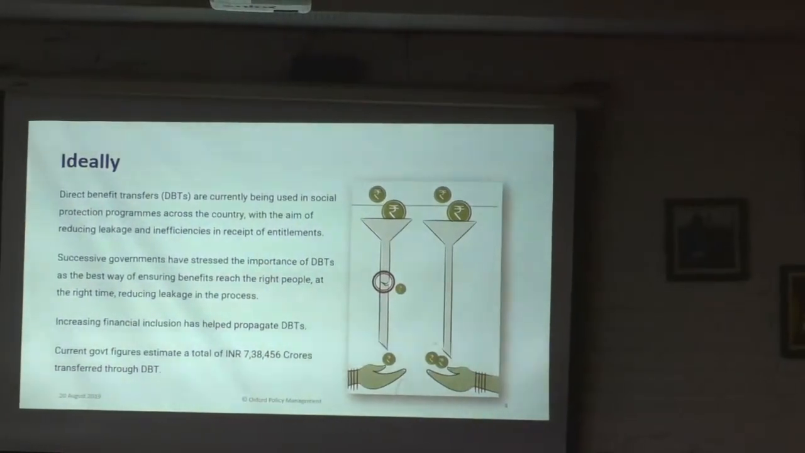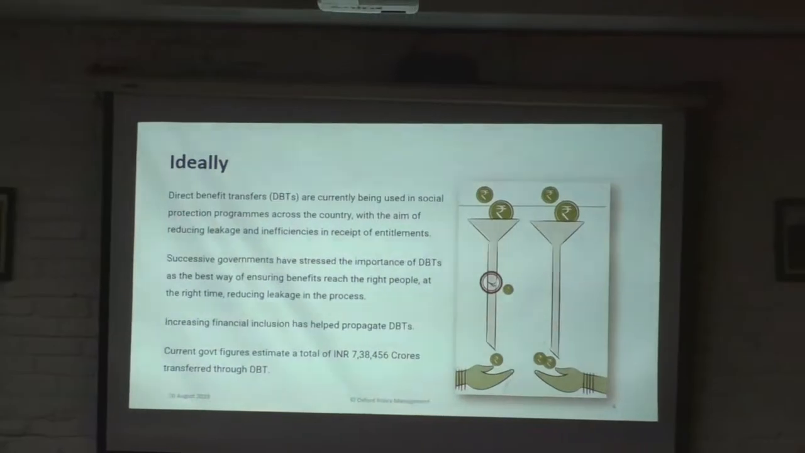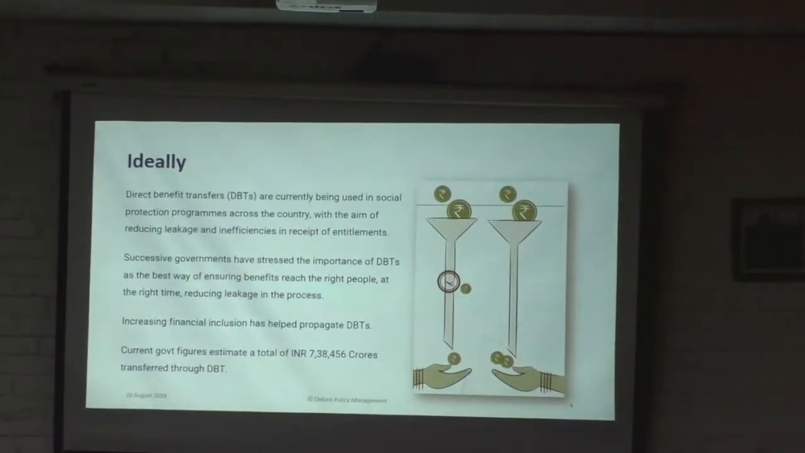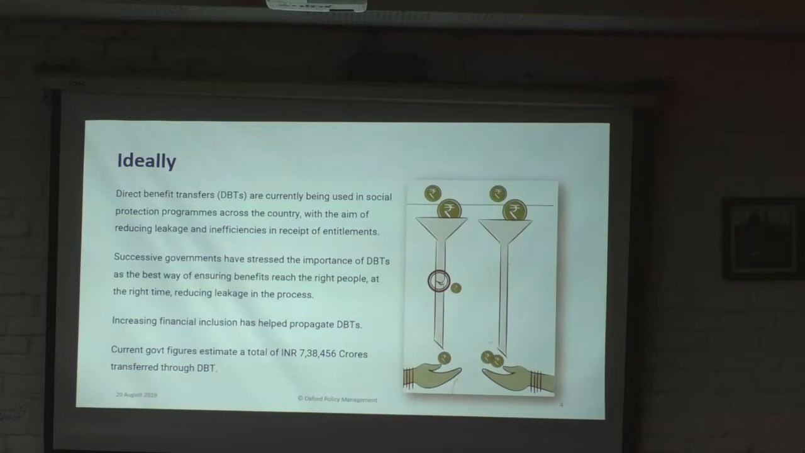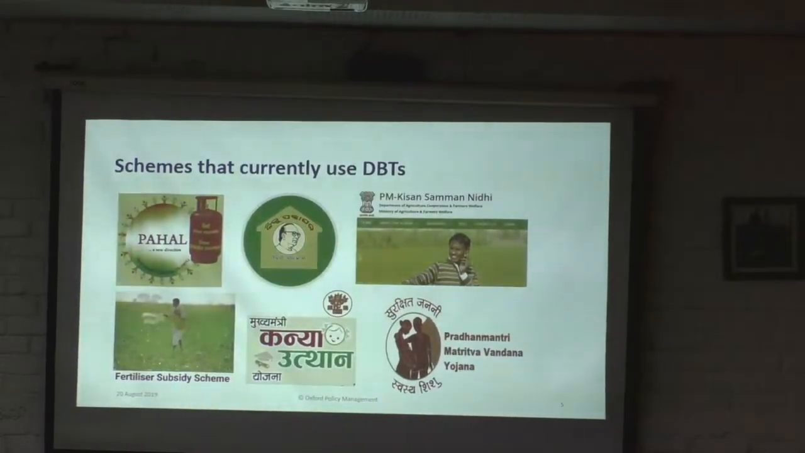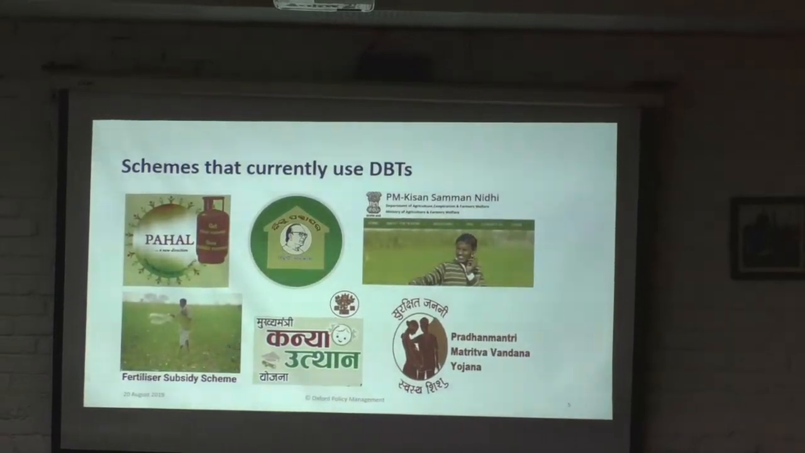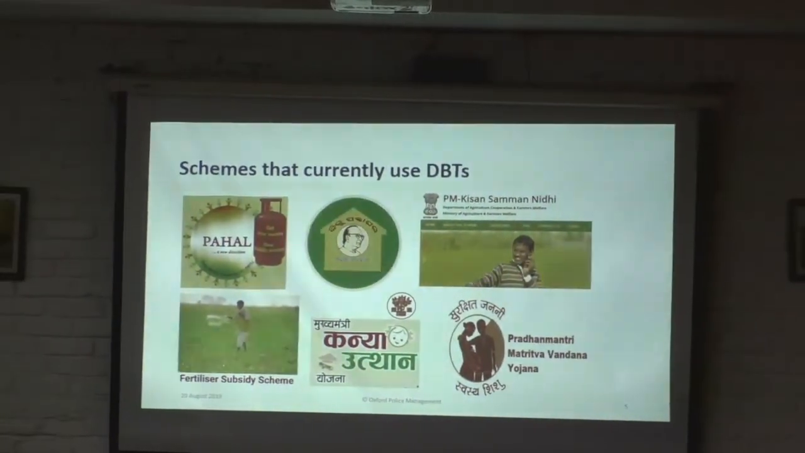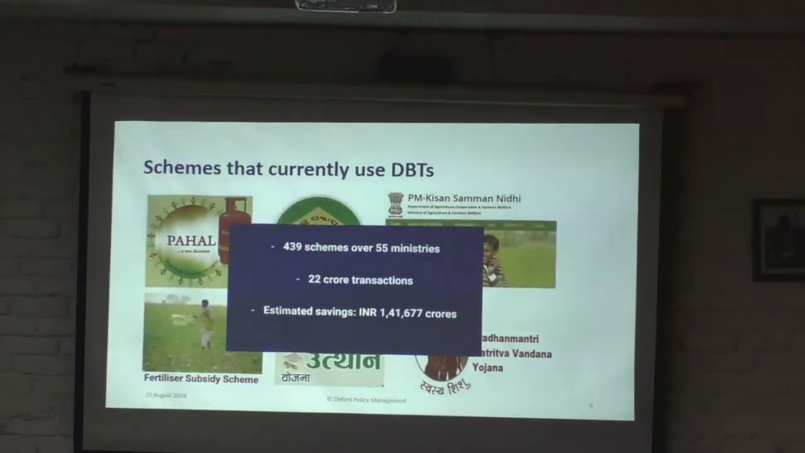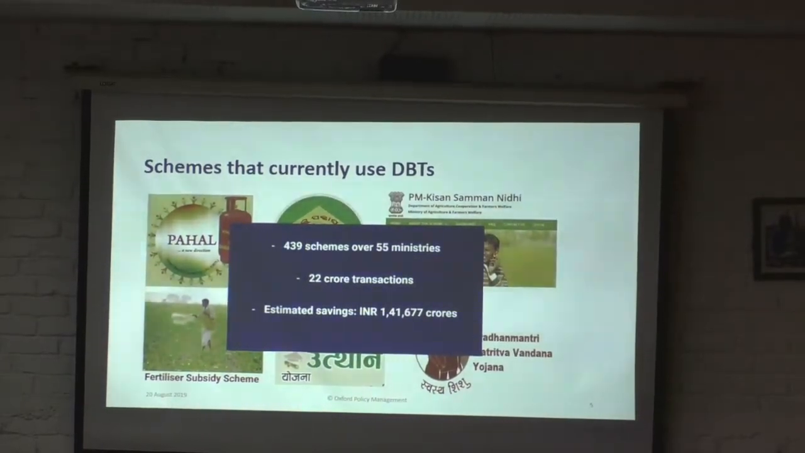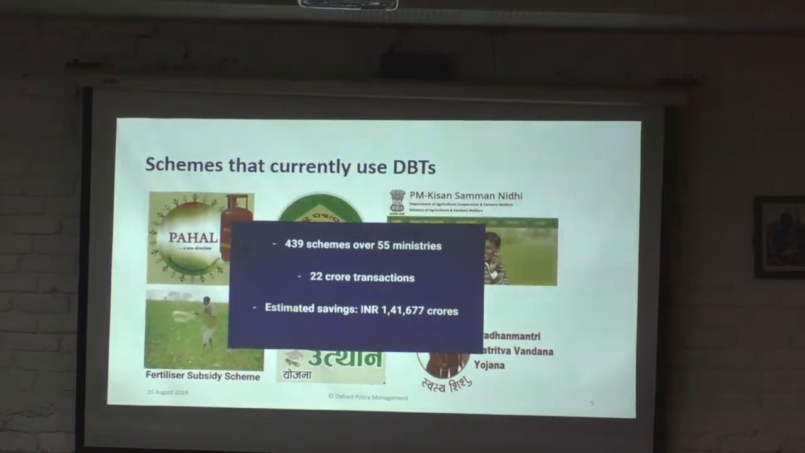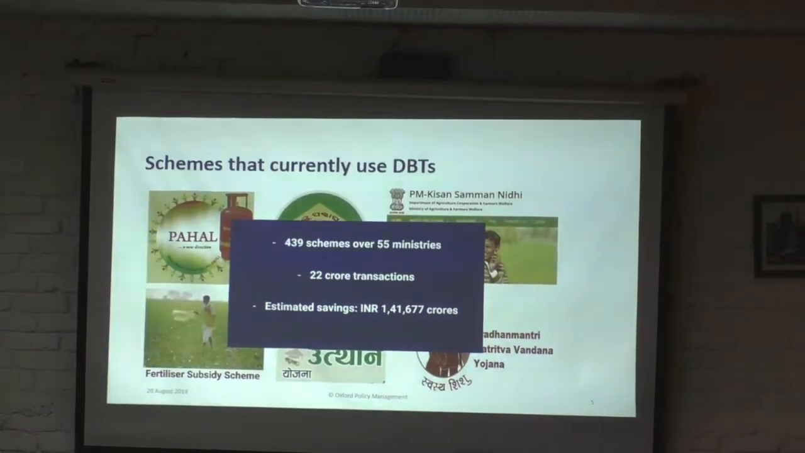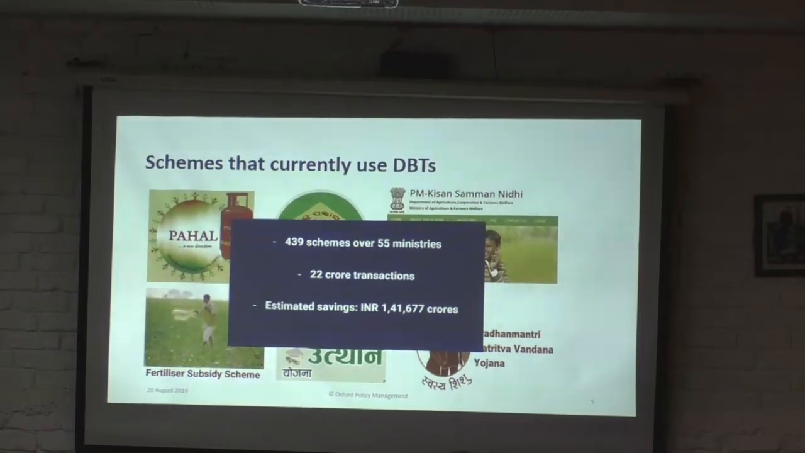Increasing financial inclusion, especially post-2011 with Jan Dhan and a lot more people buying into the formal financial system, has also helped promote DBTs across different schemes. So this is a really small snapshot of a handful of schemes that currently use direct benefit transfers, just to show you that DBTs are sector agnostic across different types of schemes. This is data from the DBT portal of India. 439 schemes across 55 ministries, 22 crore transactions, and a savings amount that they claim of over 100,000 crores.